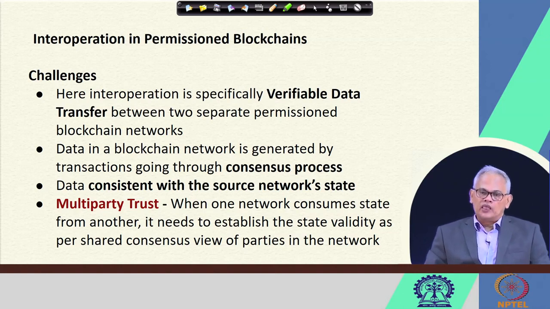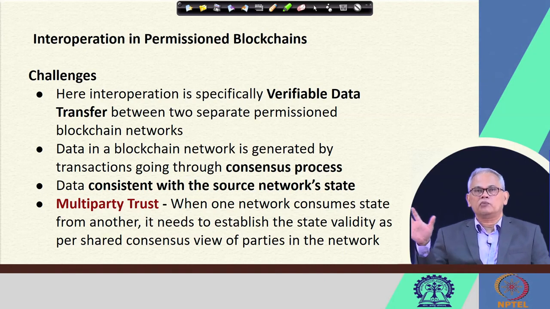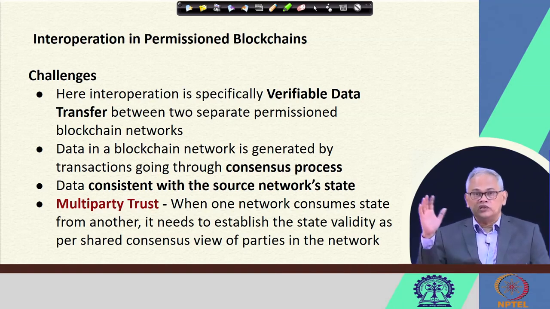So if network B gets some data from network A, it is to be ensured that the data in network B is a consensus view of the parties in network A, so that network B does not get some data which has not really reached a consensus in the source network, which is network A.